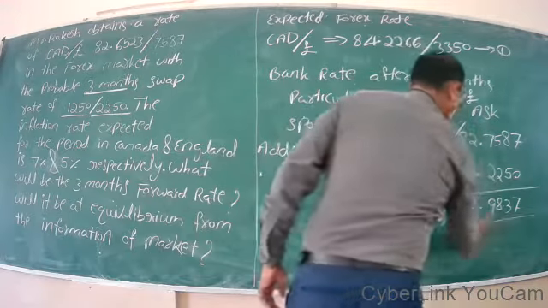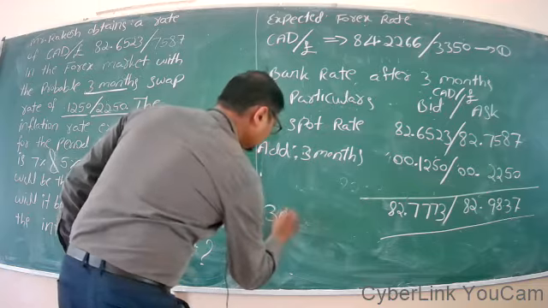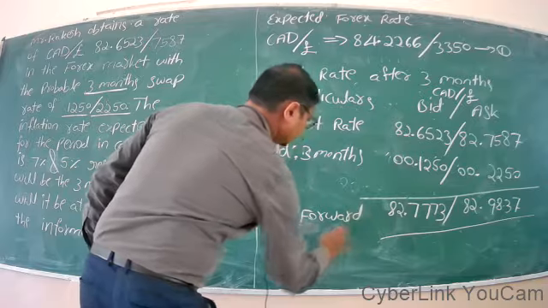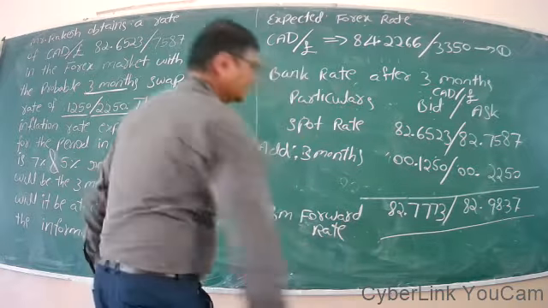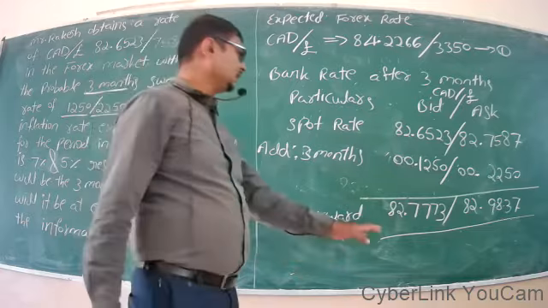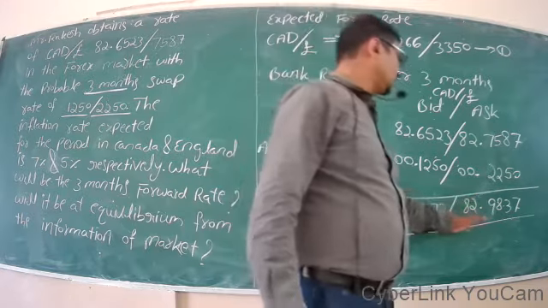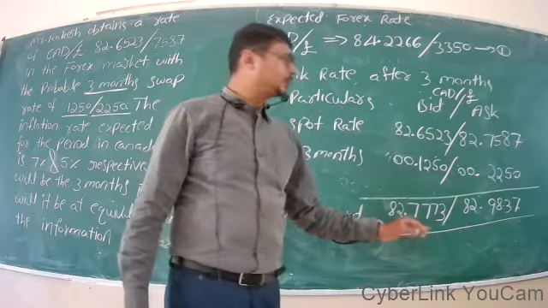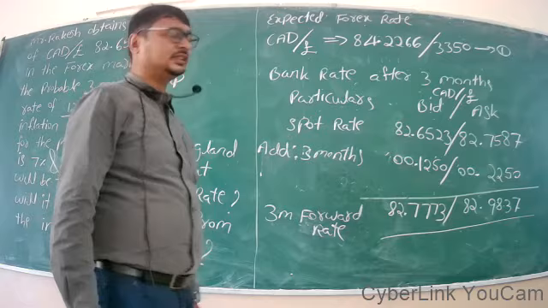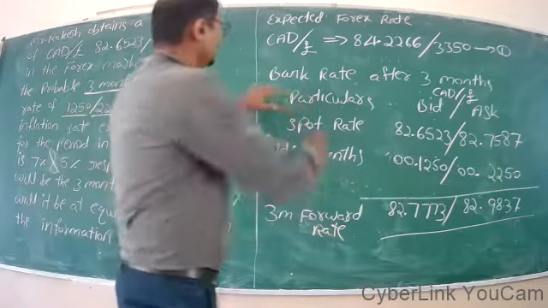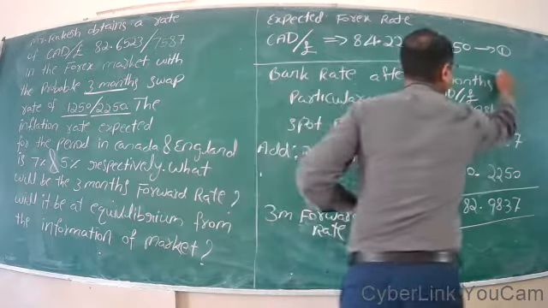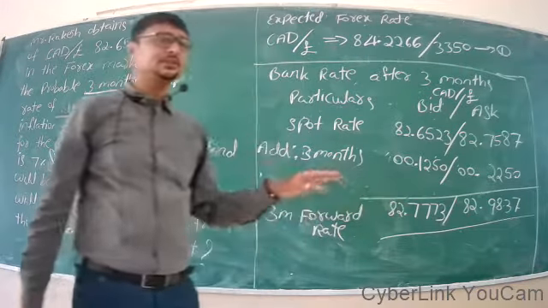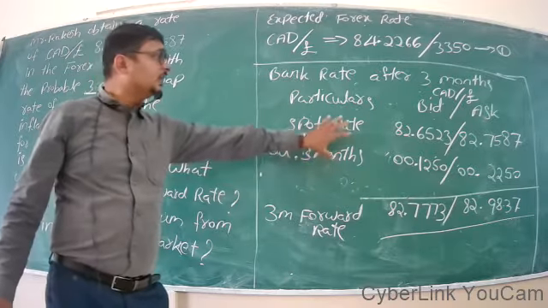This is the actual rate, the 3 months forward rate, that is 82.7773 oblique 82.9837. 82.7773 is the bid price and 82.9837 is the ask price. So this is the actual bank rate. Say for example, HSBC bank is offering this swap point.